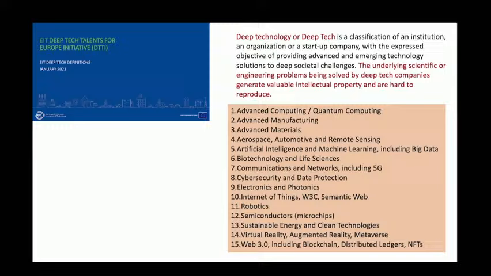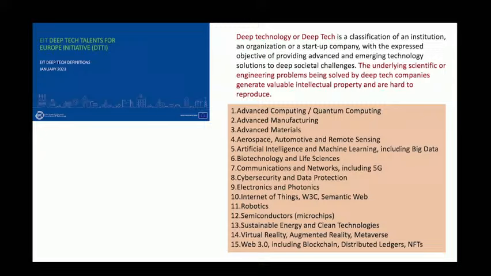The other very important thing is a word called deep tech. What is deep tech? We continuously make devices, but we make simple devices without any research. When we make devices without any research, the problem is that anybody can copy it, make a small modification, and they get the credit for it. However, deep tech means that the underlying scientific and engineering problems being solved by deep tech companies generate valuable intellectual property because they're hard to reproduce, as so much background research has gone into it. Over 4 or 5 years, it is impossible to replicate what has gone on.